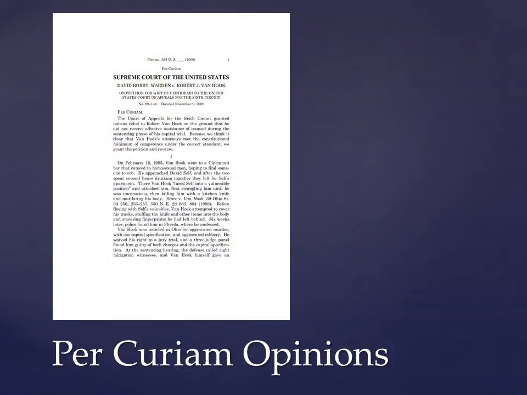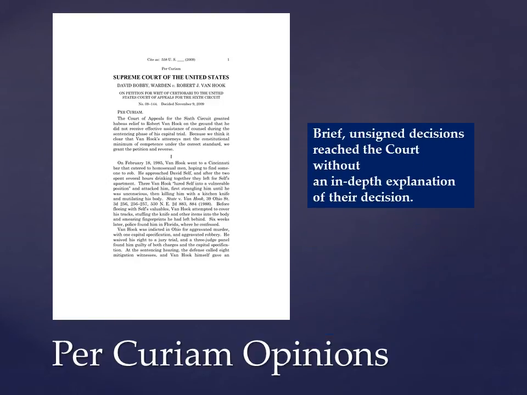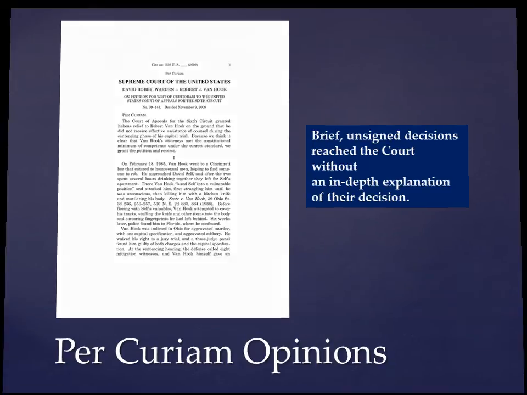With cases that are not as high in profile, sometimes the court will just turn around what is known as a per curiam opinion. This is where the court just has a brief unsigned decision, and they don't go into the same depth to explain why they reached this decision. This is only done again with cases that don't have a high media profile or high public interest.